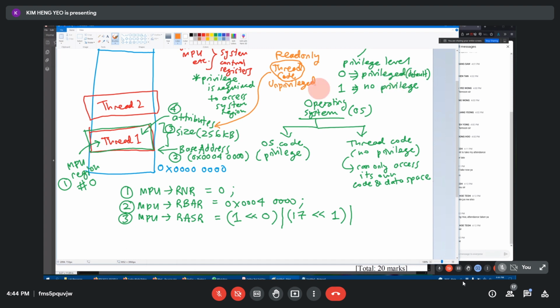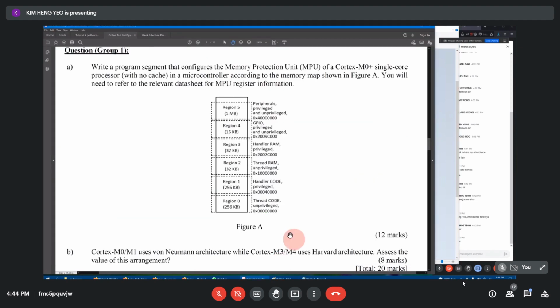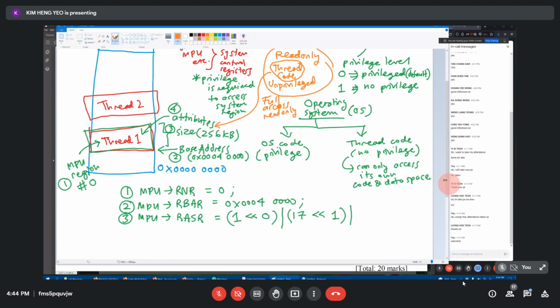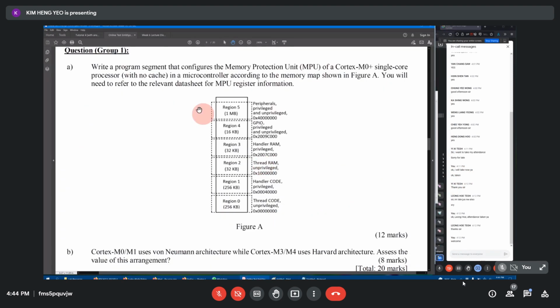Unprivileged cannot. But if unprivileged can access, it means everyone can access. So in other words, this is full access, read only, or unprivileged read only. So let's find what is the setting for unprivileged read only.